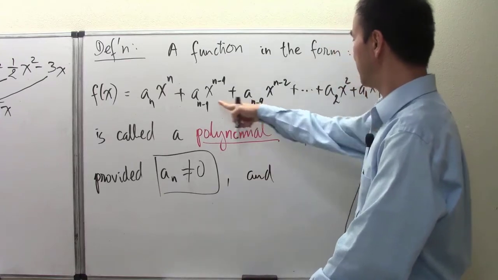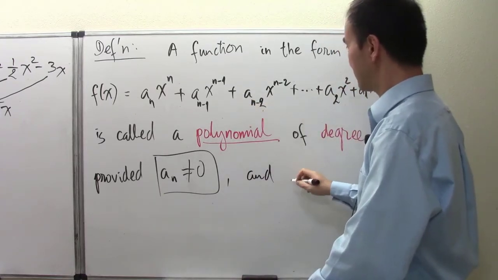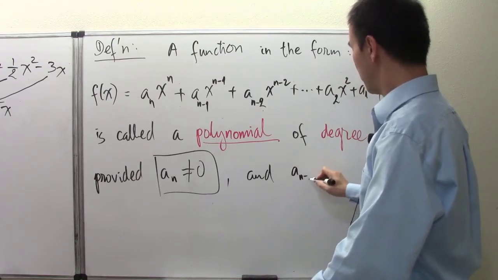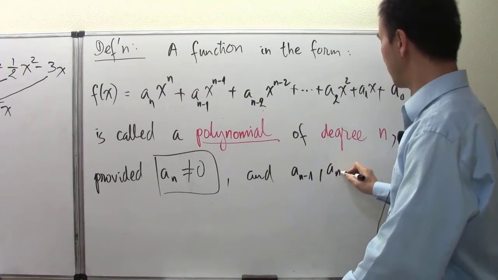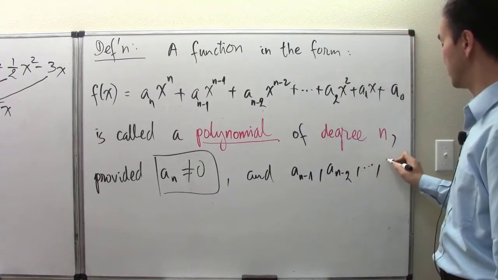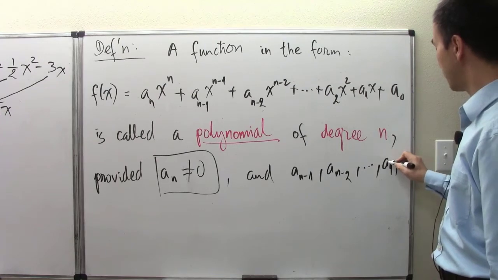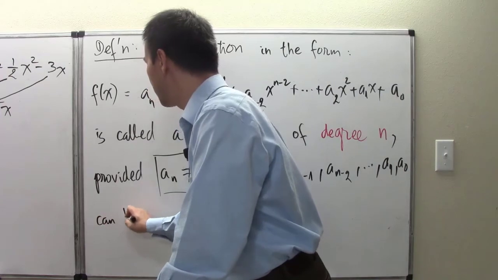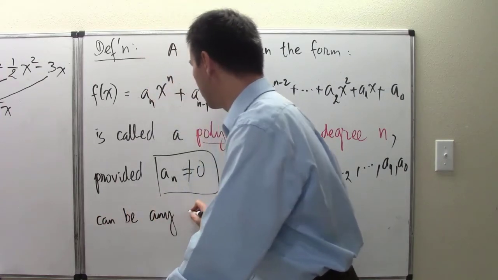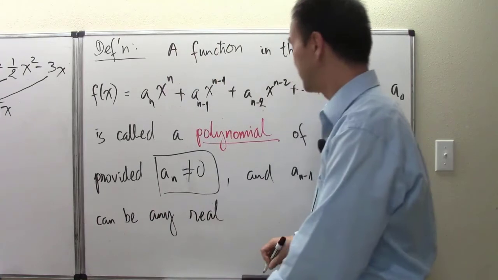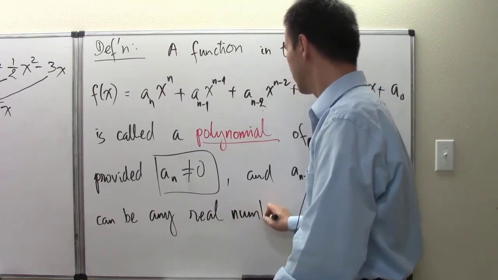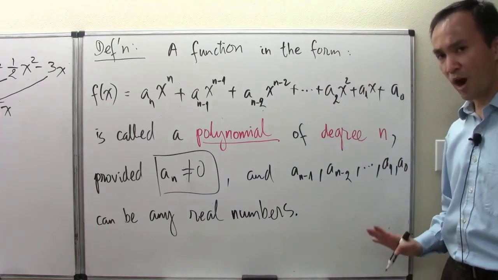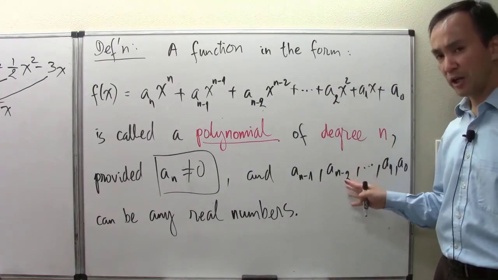And any of these other ones, all of these are values, a sub n minus 1, a sub n minus 2, all the way down to a1 and a0. That list of all of these coefficients can be any real numbers. All right, that's the requirements about a polynomial of degree n here.